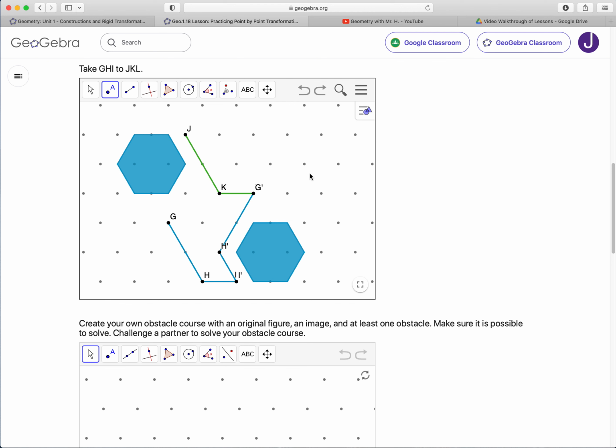Oops. Don't want to get rid of that. There we go. Okay, so now how do I get this thing to move without smashing into things? Let's see. How about if we move, can we move H up to K? Let's see. If we move H up to K, that's like going straight up this way.